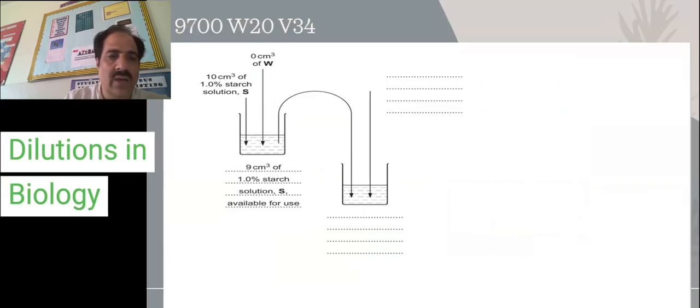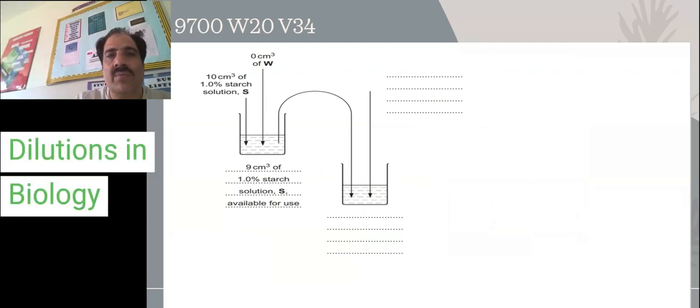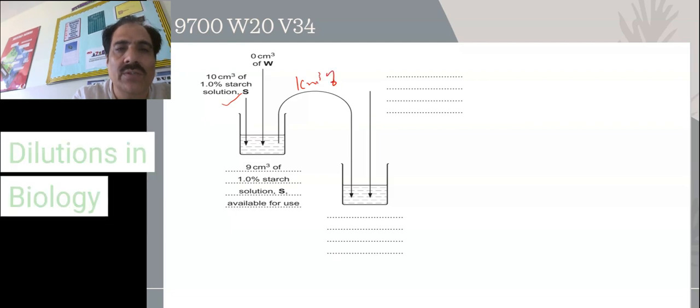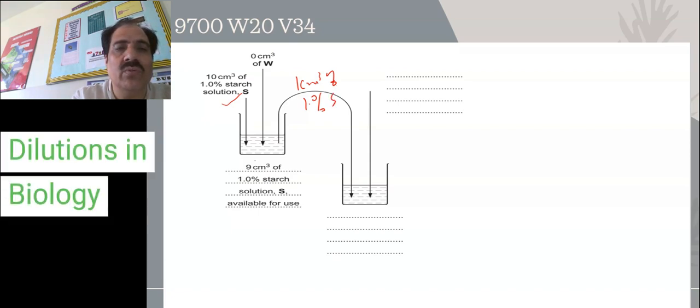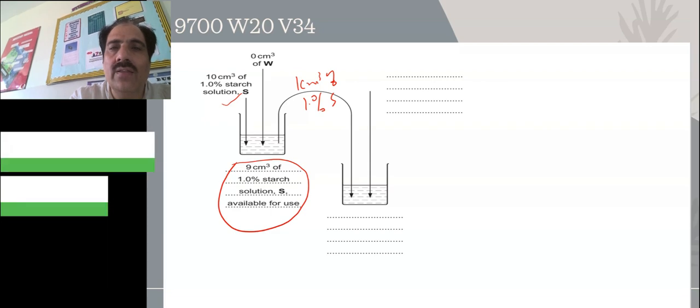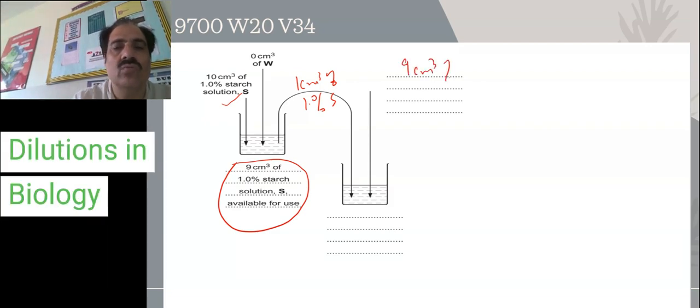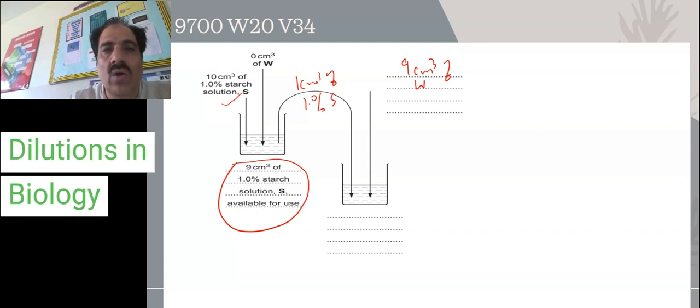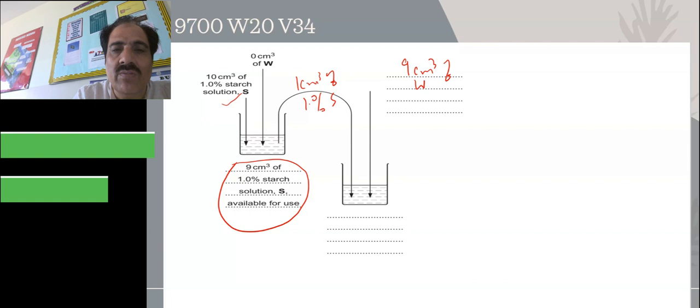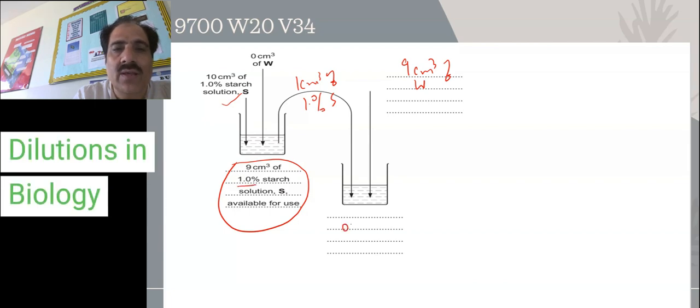For example, I have taken here an example from the paper, which is Winter 20 variant 34. Here we have 1 centimeter cube of the 1% starch solution and we don't add any water to it. Now from this 1% stock solution, we will take 1 centimeter cube out of it. So 9 centimeter cube of 1% starch will remain over here. To this we will add 9 centimeter cube of water. So it will become 10 centimeter cube of, this was 1%, now it will be 0.1% because we have reduced the concentration by 1/10.